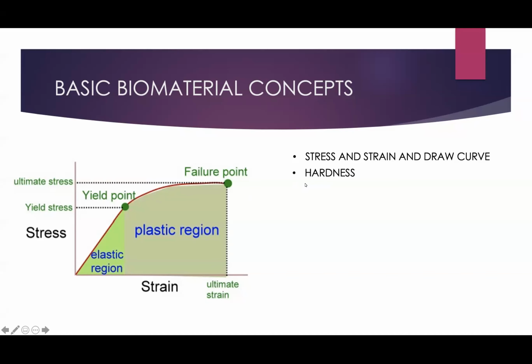Hardness is a surface property and is a resistance of a material to scratching. Stiffness is basically resistance of a material to deformation, and it's defined by the gradient of the stress-strain curve in the elastic region. Some will also refer to it as the Young's modulus, and every material has its own unique Young's modulus, which you need to know for the exam.